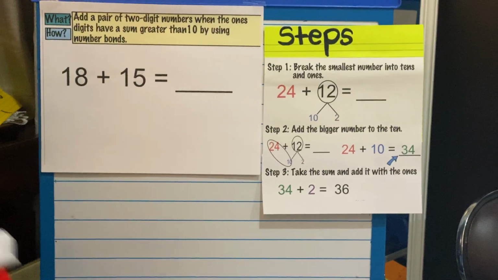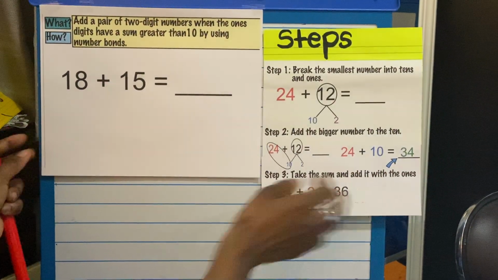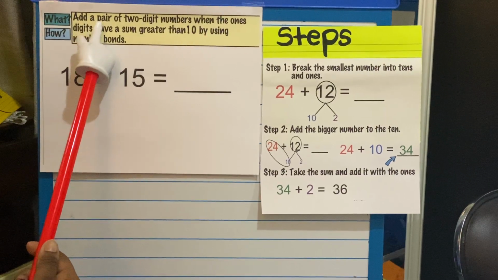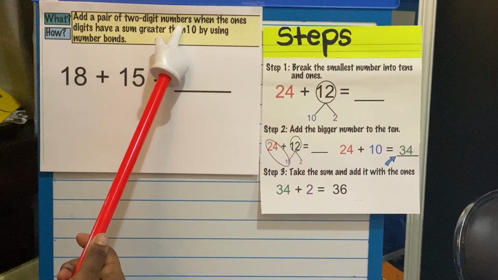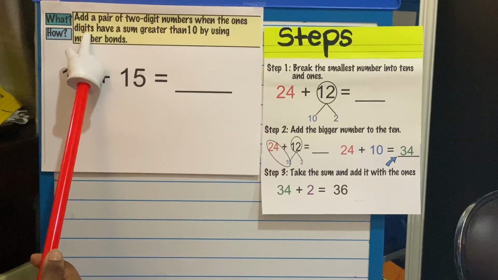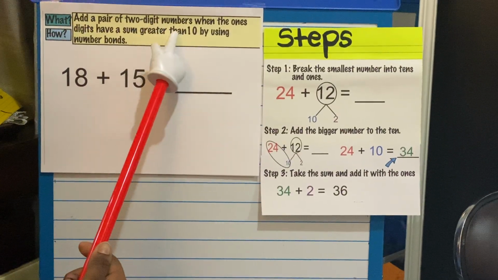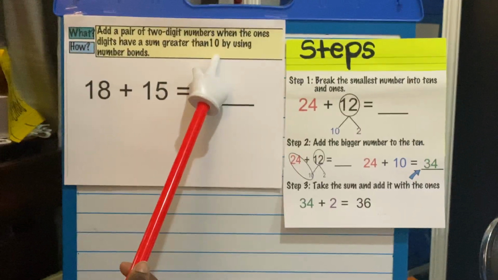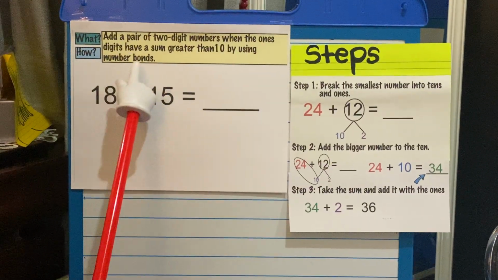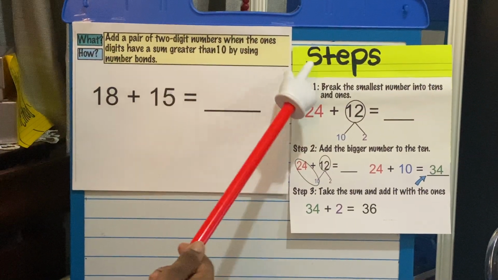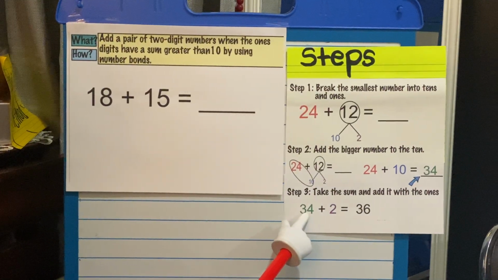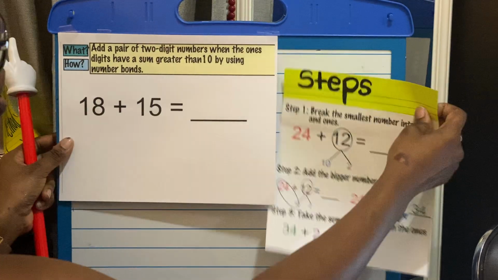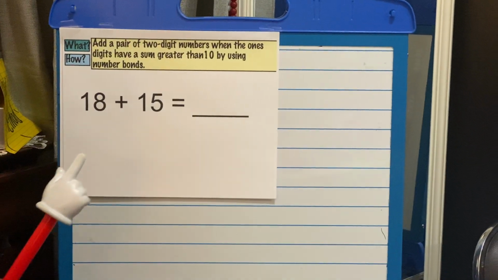Today, mathematicians, I want to teach you that mathematicians can add a pair of two-digit numbers when the ones digits have a sum greater than 10. That means bigger than 10. By using number bonds. We're going to follow our same steps. But before we go over the steps, let's go over our vocabulary words.